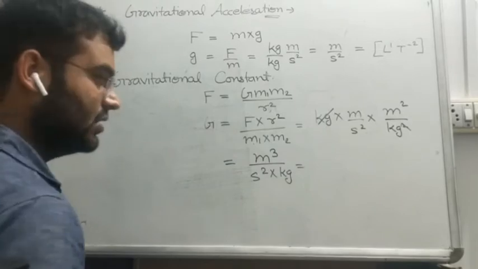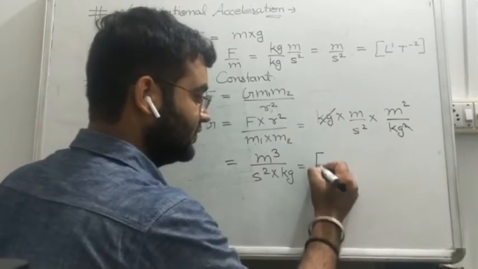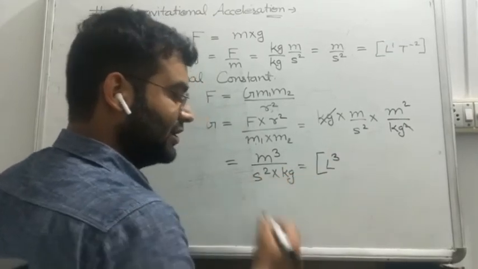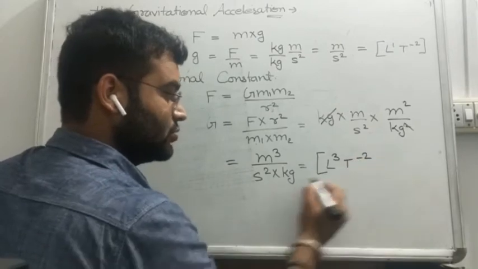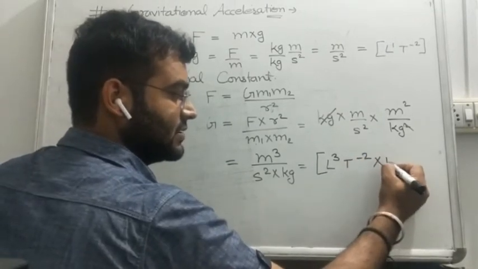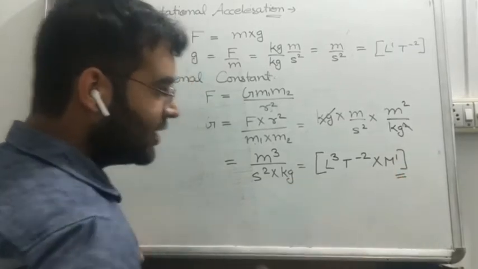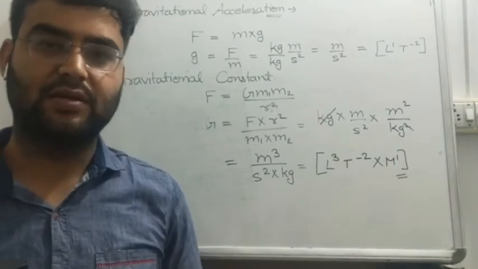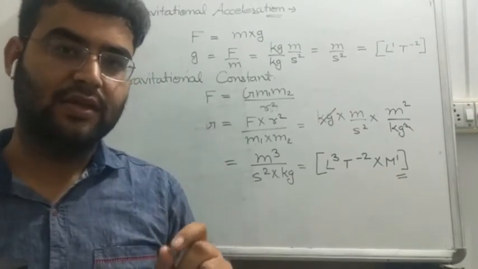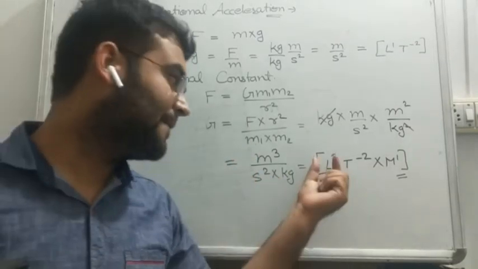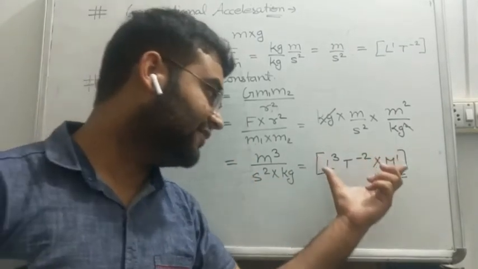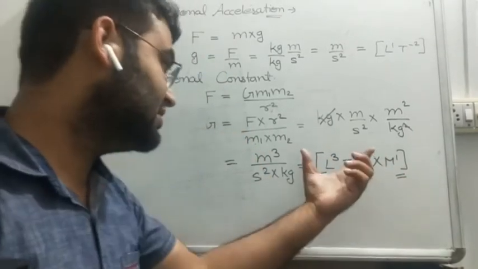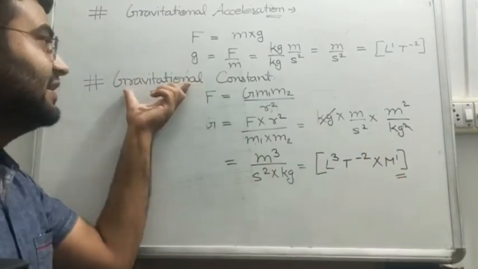That means if I write the dimensional formula of this, then the dimensional formula is L cube for meter cube, for time that is T minus 2, and for the mass that is M. So you can also define another statement: when we represent a physical quantity in the form of powers of M, L, T, then that formula is called the dimensional formula of that physical quantity. So this is the dimensional formula of the physical quantity gravitational constant.